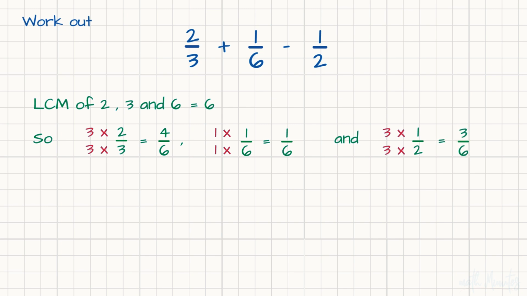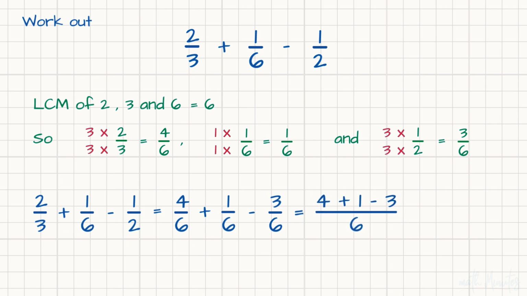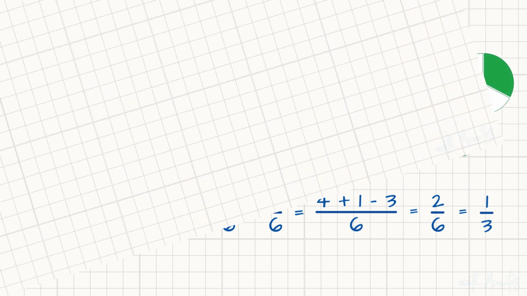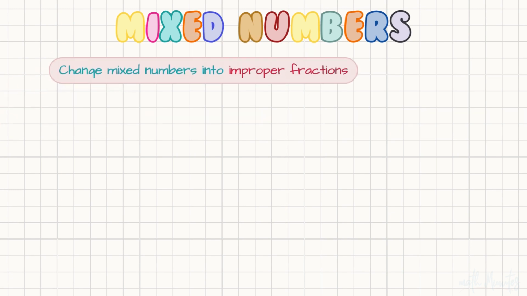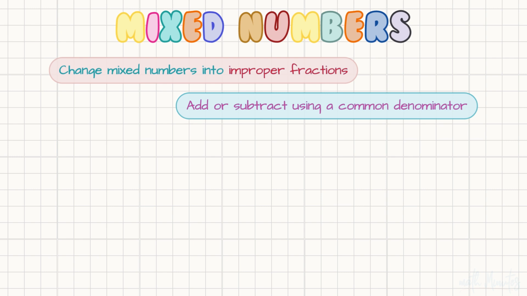Once we have the same denominators, we simply add and subtract the numerators while keeping the denominator unchanged. 4/6 plus 1/6 minus 3/6 equals (4 plus 1 minus 3)/6, which equals 2/6. Don't forget to simplify the fraction. 2/6 simplifies to 1/3. Okay, let's move on to adding and subtracting mixed numbers. The method that we'll use is to change the mixed numbers into improper fractions, and then add or subtract using a common denominator as we have done so far.